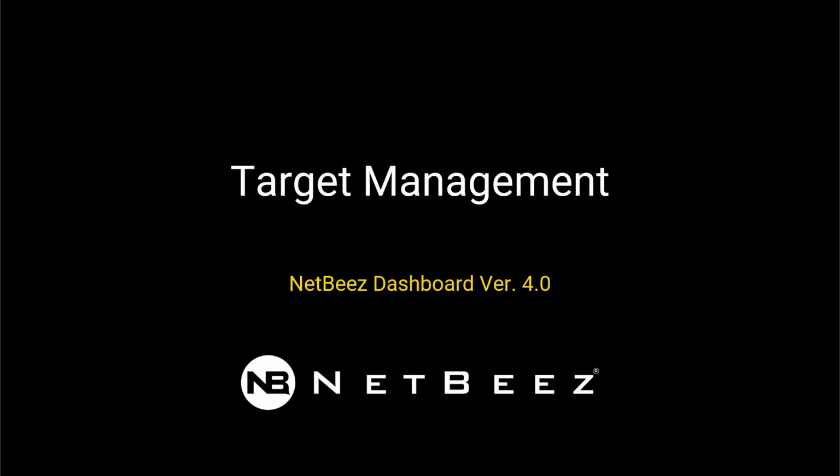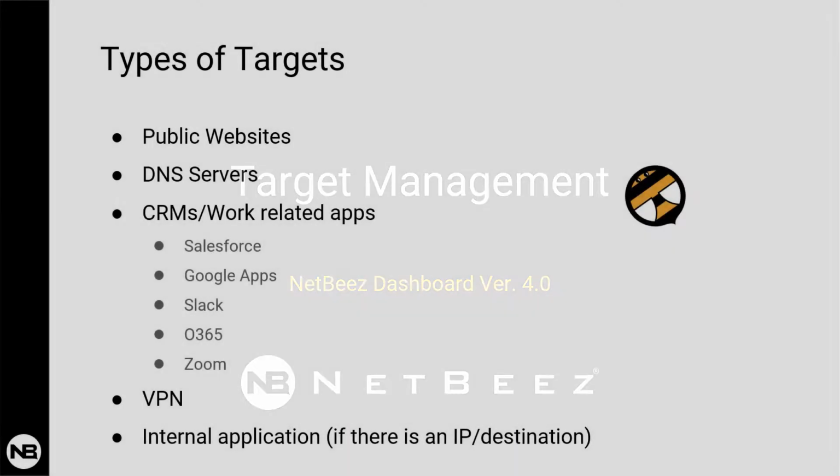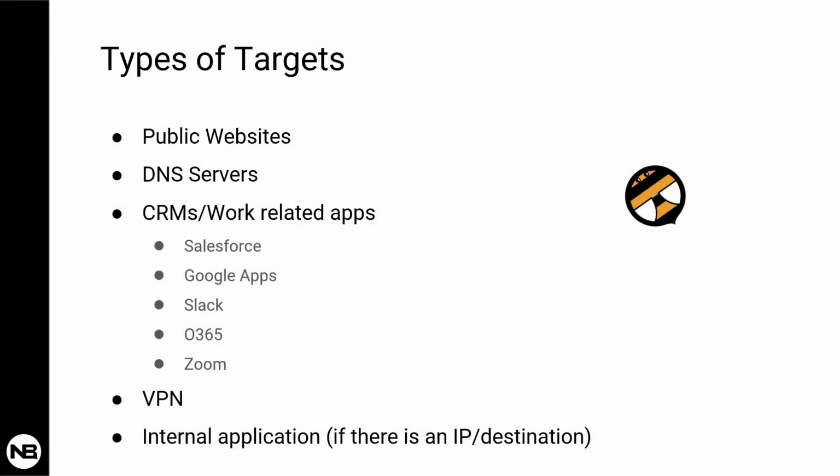But today we are covering the target management section in the NetBeez dashboard version 4. So let's go over the types of targets. You can put in a public website, a DNS server, different CRMs and work applications such as Salesforce, Google, Slack, Office 365, Zoom, WebEx. There's a lot of them that people use on an everyday basis. VPN, internal applications. Basically, as long as there's an IP or a destination address, you can set up a target, as long as the agent that you're assigning it to has connection to that target.